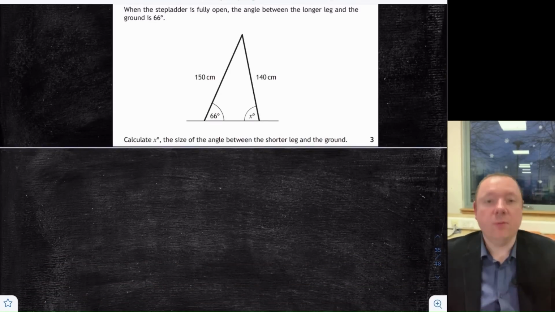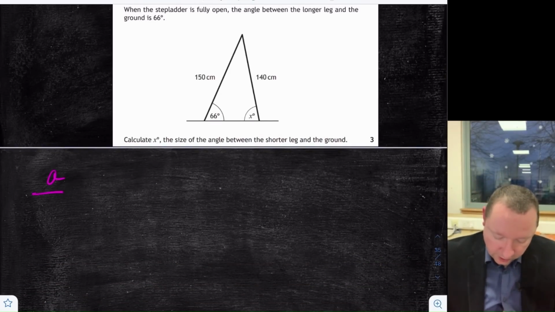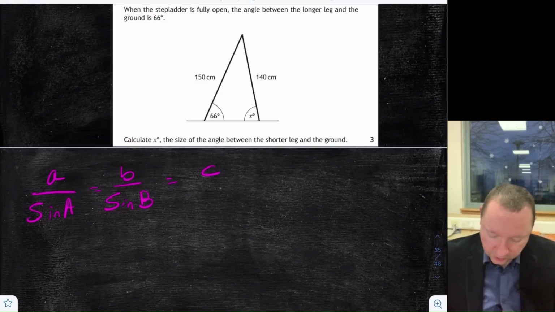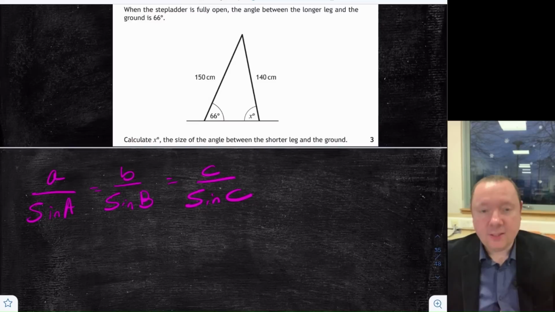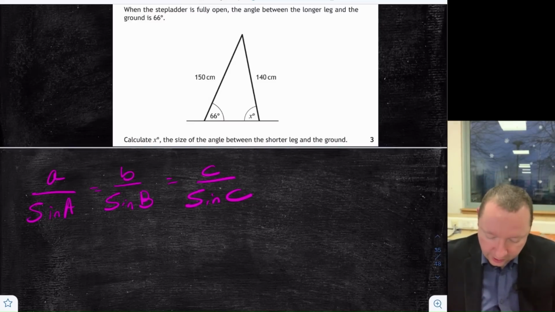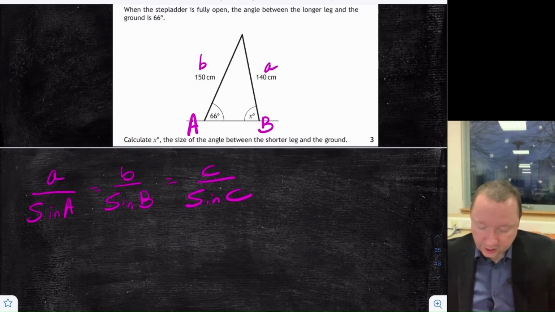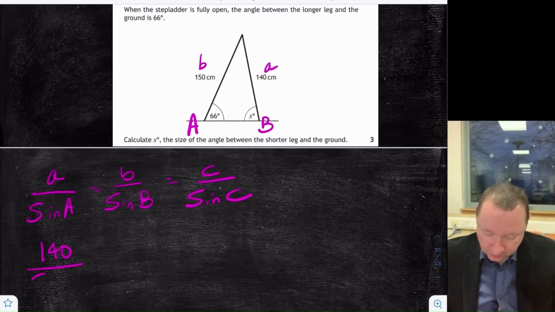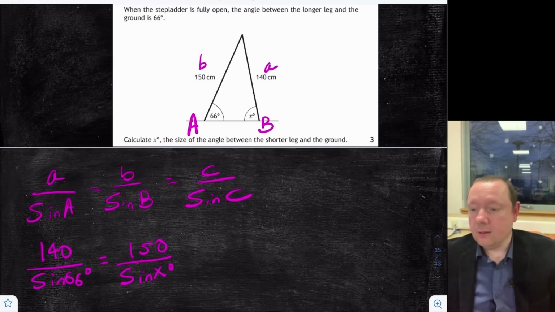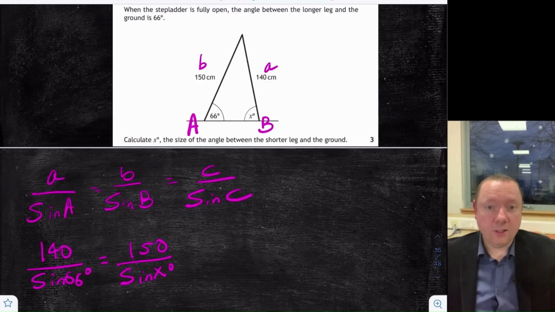So a reminder of the sine rule from the start of the exam paper. You get A over sine A equals B over sine B equals C over sine C. You can just copy that. And basically it's pairs. So if I call that letter A, that goes with this one, which is A. I could call that B, and that goes with this one, which is B. And obviously there's nothing on the other one, so I can just ignore it. So I've got A over sine A, 140 over sine 66, equals B over sine B, 150 over sine X. And you will get a mark for that substitution.